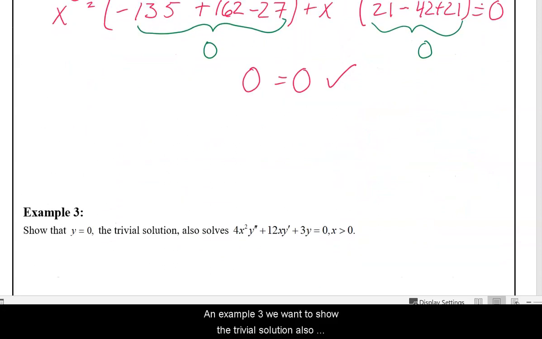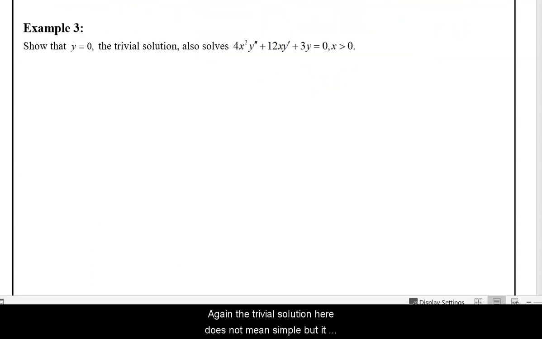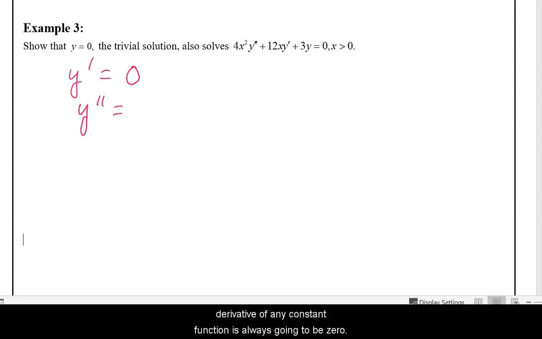In example 3, we want to show the trivial solution also solves that equation. Again, the trivial solution here does not mean simple, but it does mean unusual and not following the same form as most of the general solutions. In fact, if you plug this in, you know, of course, that the first derivative of any constant function is 0. In fact, any derivative of any constant function is always going to be 0.